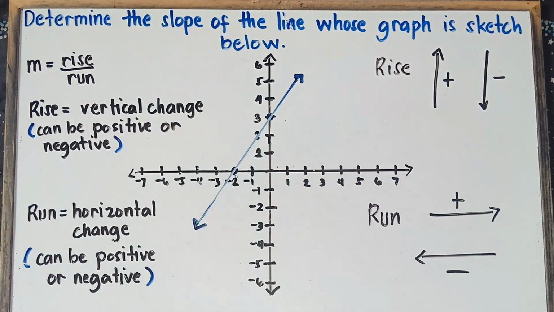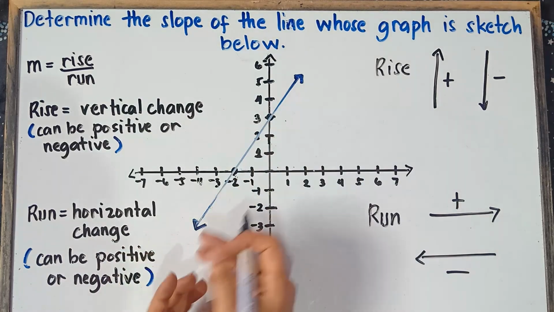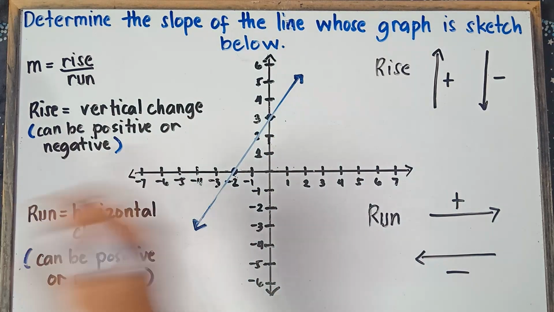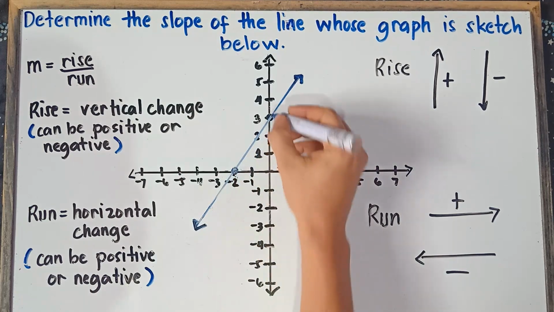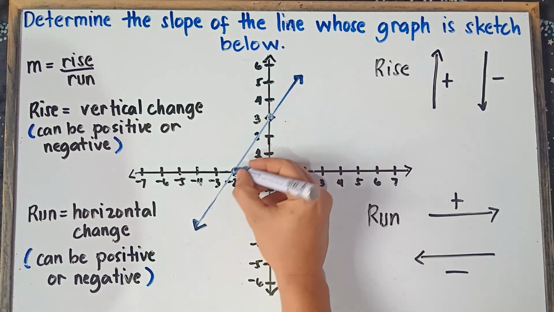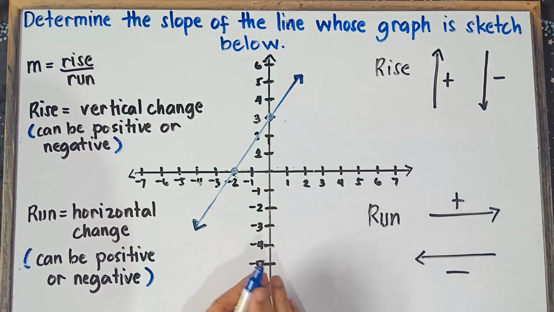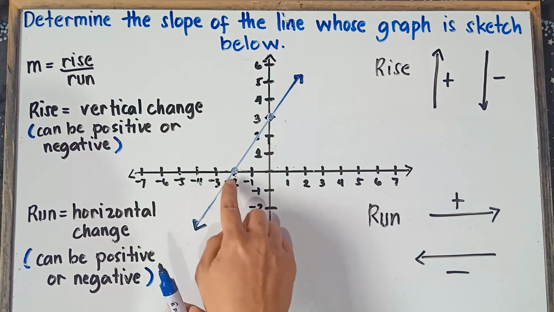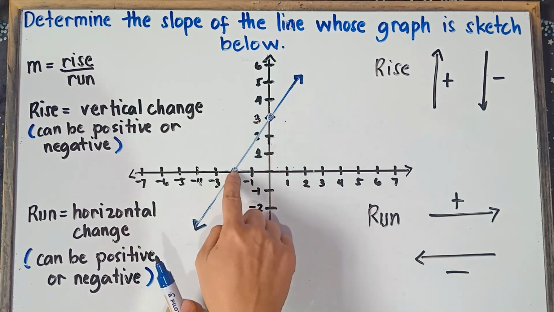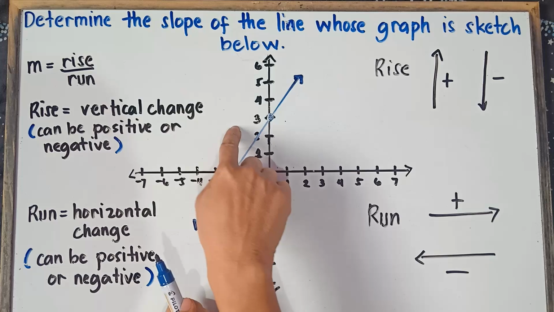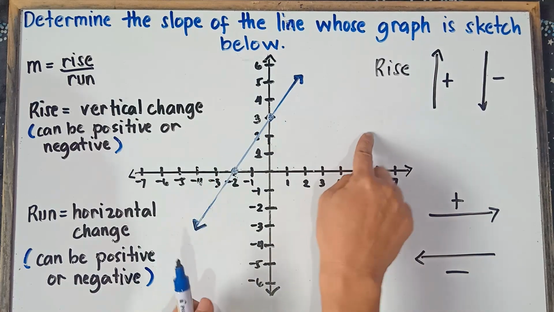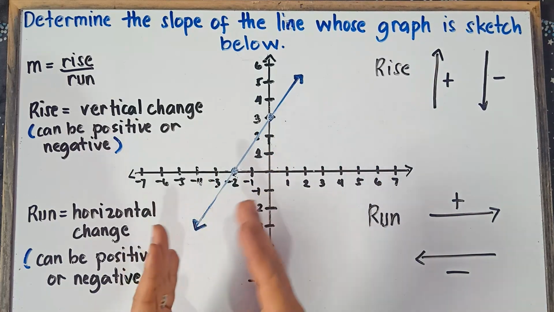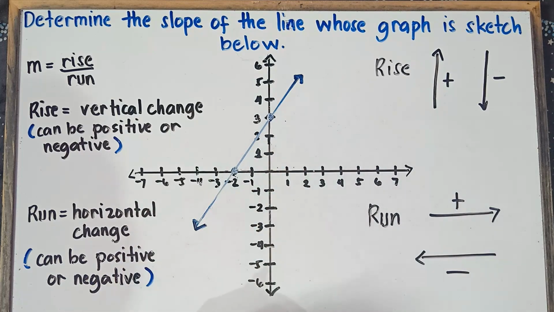So let's start answering this one, class. Let's find the slope given this graph. We have 2 points, this point and this point. Now, it's up to you, class, where you start. If you start at this point going to this point, we need to rise and then run on the right side, right? Once again, class, it's up to you which point you start with. You will have the same answer anyway.